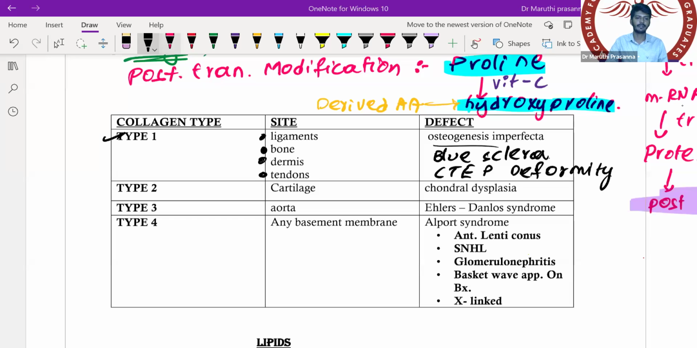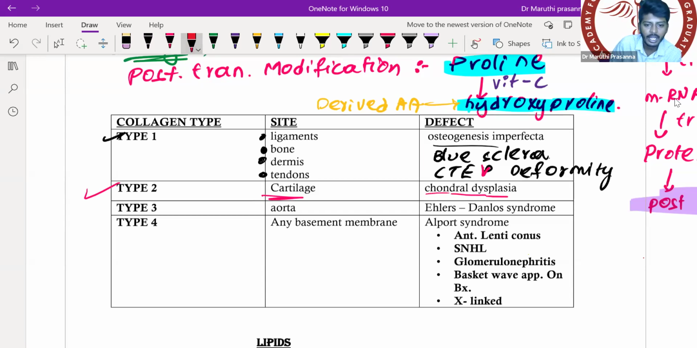That is your CTEV deformity. So what is that? Congenital talipes equinovarus deformity. Type 2 collagen is located in the cartilage. If there is a defect, it will lead to a disorder called chondrodysplasia.